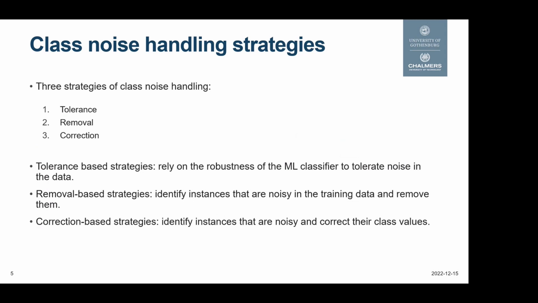Okay, so how do we treat such entries when they occur in the training data? If you look into the machine learning literature, you'll find three strategies for doing that. Either rely on the robustness of the machine learning model to handle noise, or use a removal-based strategy where the algorithm will identify those entries and then remove them. Or we use a correction-based strategy where the algorithm would correct the label value of those contradictory entries.